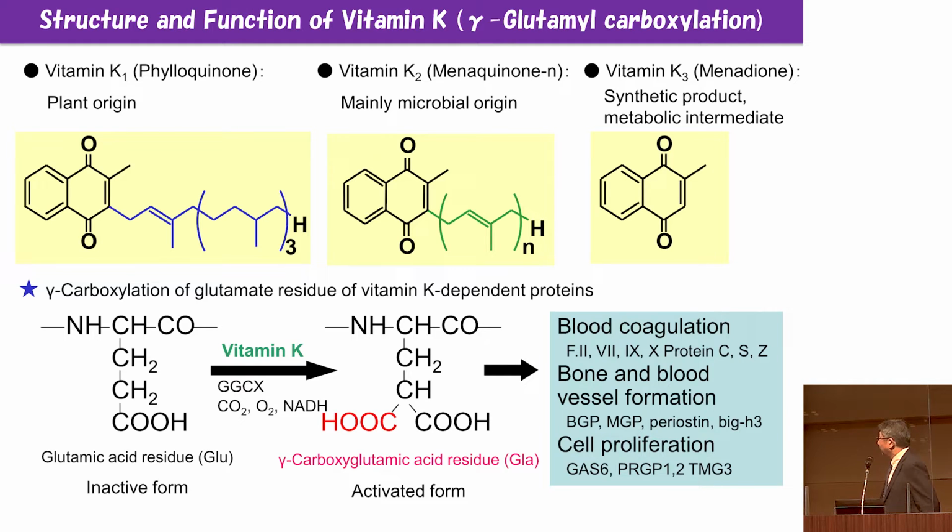Other than blood coagulation factors, there are GLA residues found in osteocalcin, matrix GLA protein in bone and blood vessels, and secreted proteins and some receptor-like proteins on cell surfaces, which are thought to be related to cell proliferation. Vitamin K functions are expressed via GLA modification through its responsive proteins.